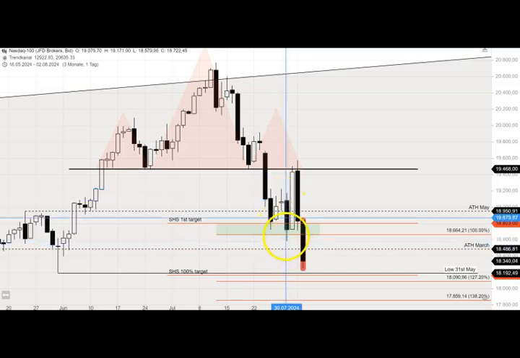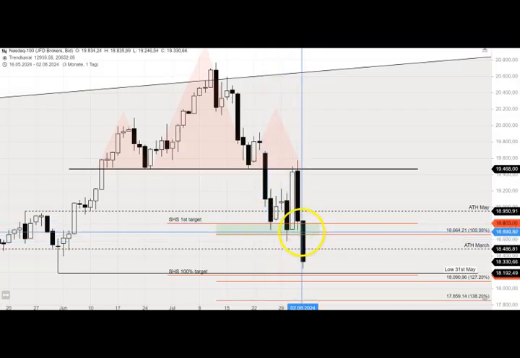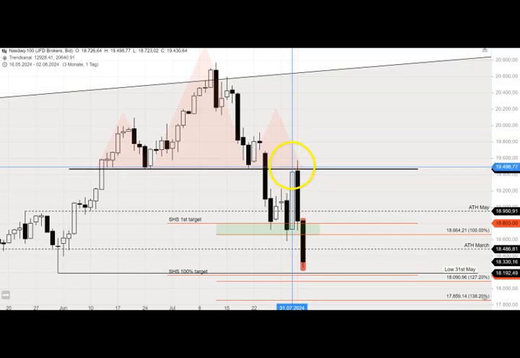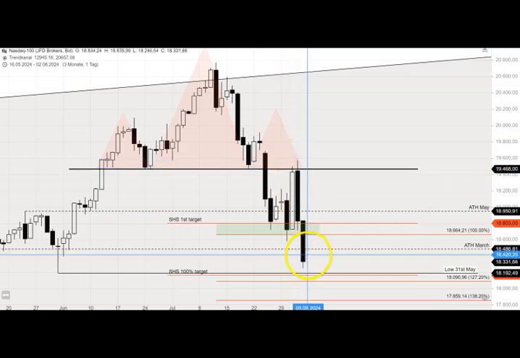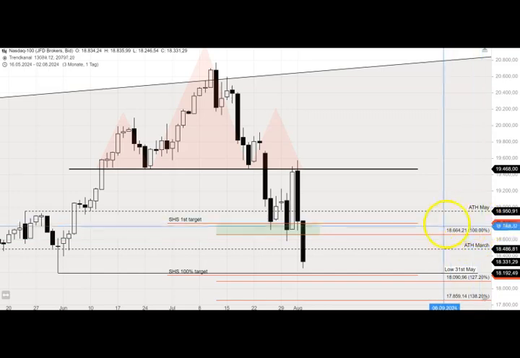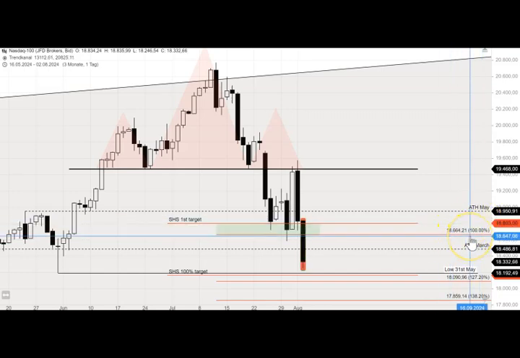The second went a bit further down. I said the close has to be still within it. It ended up being in the green zone. We rallied up like 600 points, and now we sold off everything. We are about to trigger 18,664 to the downside.